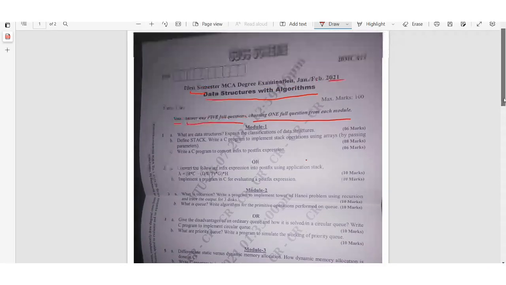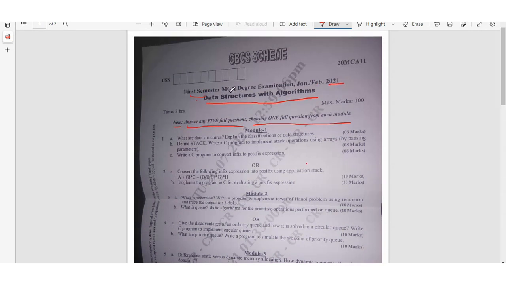The objective of today's video is that I would like to show the first semester VTU MCA degree examination question paper, and the subject name is Data Structures with Algorithms, and the subject code is 20MCA11. Okay, and the scheme is the 2020 scheme.